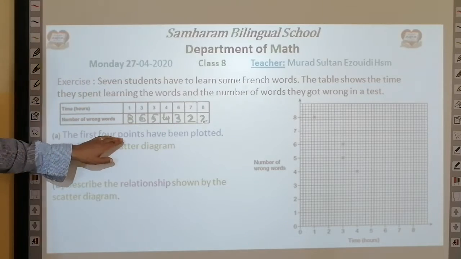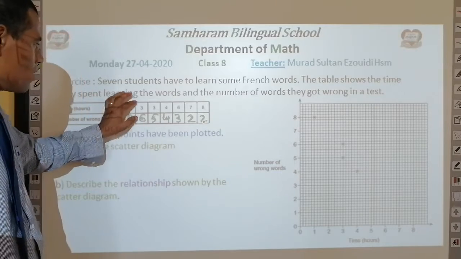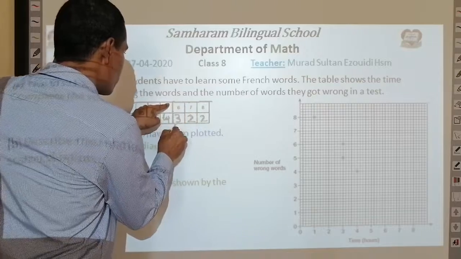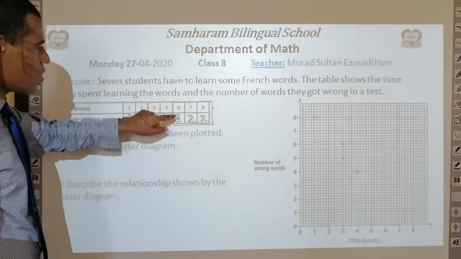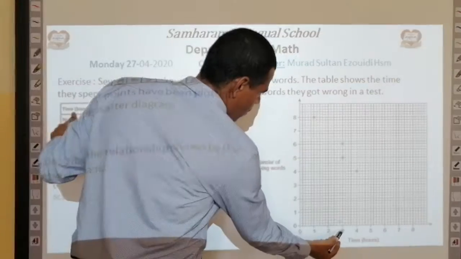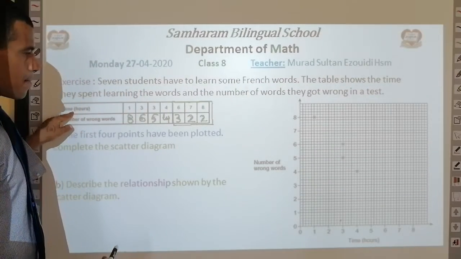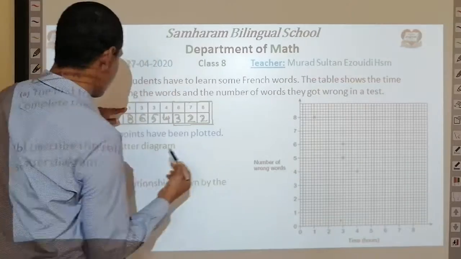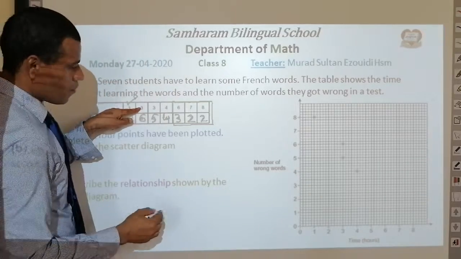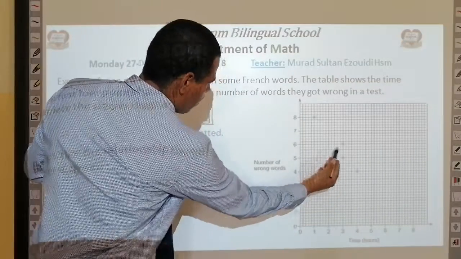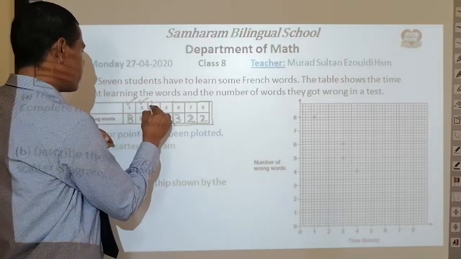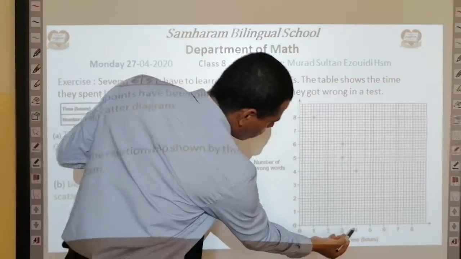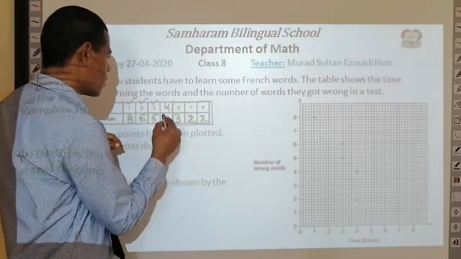The first 4 points have been plotted. So we should continue plotting the next 3 points. For 1 hour we have 8, and that was done. For 3 hours we have 5 and 6, it's done. And for 4 hours we have 4, it's done also.